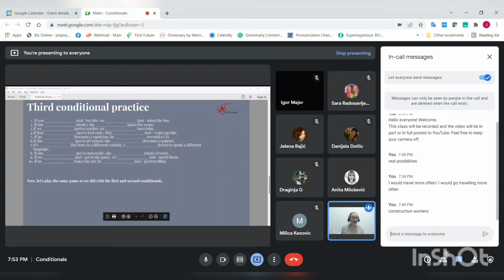Okay, we are out of time officially. However, I would like to do one more exercise if everybody can stay 5 minutes longer. Can everybody stay? Yes. Perfect. All right. So now forget that we are on the page that says the third conditional. I will be switching through the pages and I will tell you, for example, number 4 is a real possibility in the future. This means you're going to have to use which conditional? First. That's right. Milica, go ahead.